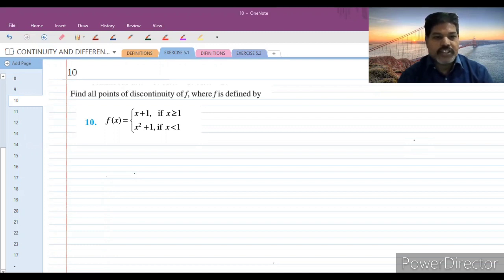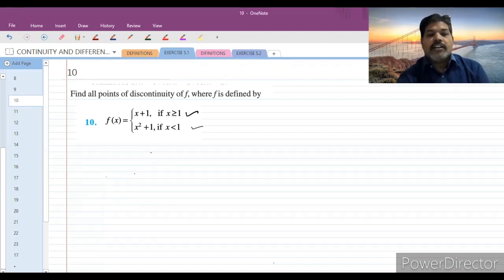So what is that question? Find all points of discontinuity of f, where f is defined by f of x is equal to x plus 1 if x is greater than or equal to 1, and f of x is x square plus 1 if x is less than 1. So they are asking where the function is discontinuous.